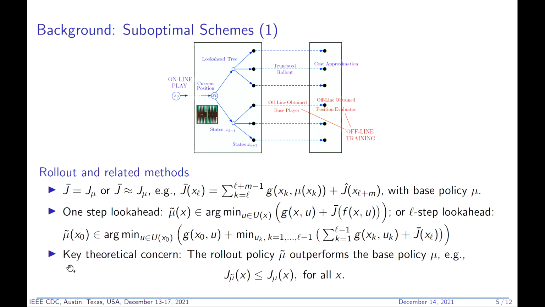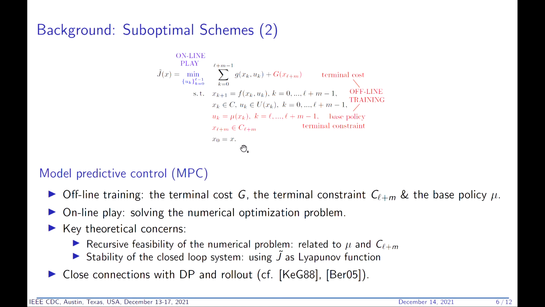And both the base policy and the terminal cost approximation need to be obtained offline while the problem is solved online. The key theoretical concern here is to make sure that the rollout policy outperforms the base policy, which means its cost function is no more than the cost function of the base policy. Another related scheme, of course, is model predictive control, MPC.